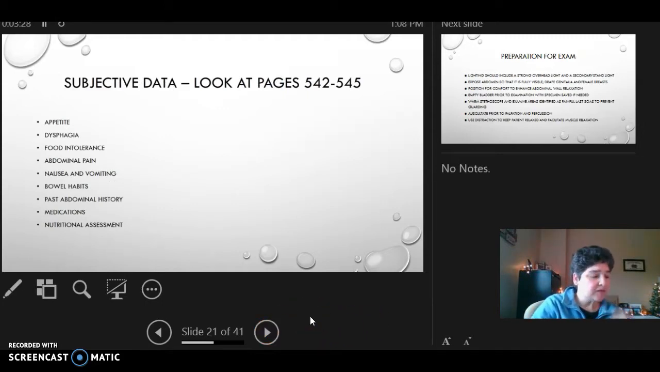slide. So, subjective data. This is focusing on the exam piece specifically. For subjective data, you can look at pages 542 through 545. These are the questions that you're going to be asking about: appetite, dysphagia. Now remember, dysphagia is difficulty in swallowing. Dysphasia with an S instead of a G is where they have difficulty speaking. So this is the one where they have difficulty swallowing. And then the rest of the things you can look at here.